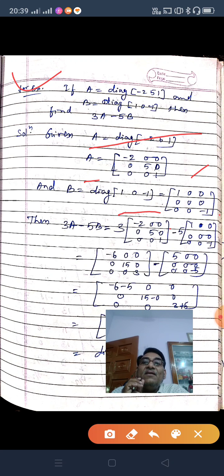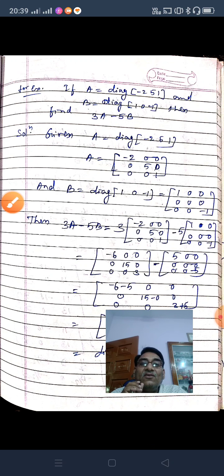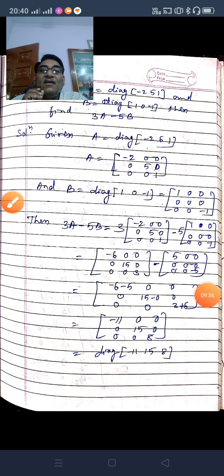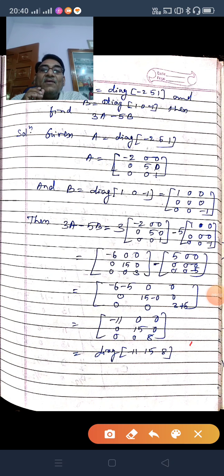Okay, then we will find 3A minus 5B. So 3 into matrix A minus 5 into matrix B. After multiplications and subtractions, you will get your result like this: minus 11, 0, 0, 0, 15, 0, 0, 0, 8. So it can be written in diagonal form as minus 11, 15 and 8. This is your answer.